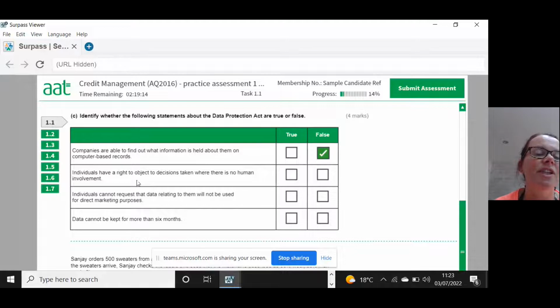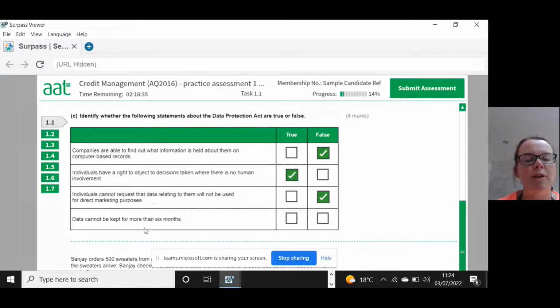Right, next one. Individuals have a right to object to decisions taken where there is no human involvement. That is true. Then, individuals cannot request that data relating to them will not be used for direct marketing purposes. So we've got a double negative there. So basically individuals are in control of their data, so it's false that they're not allowed to give that instruction.